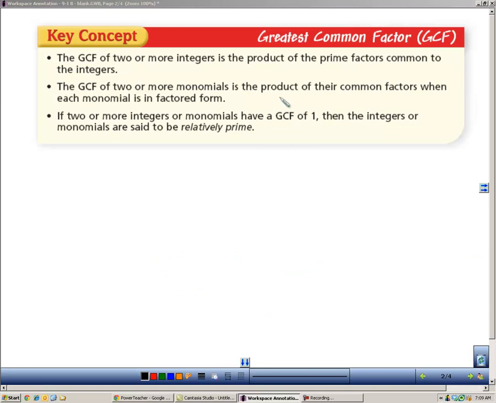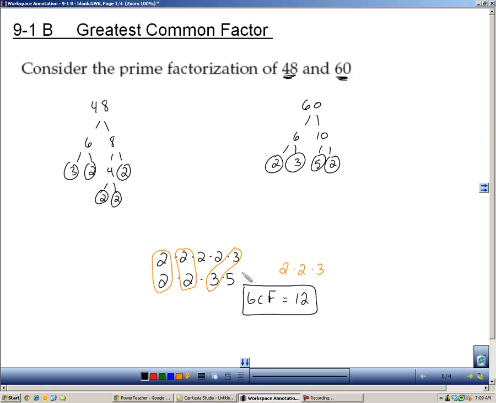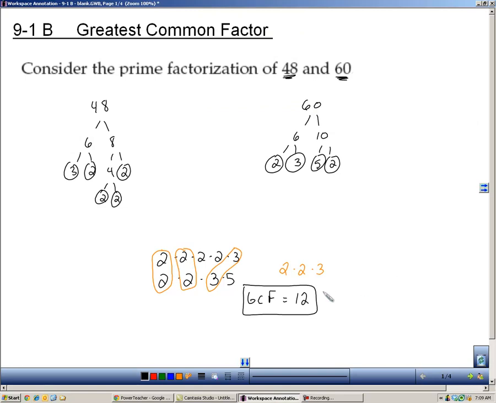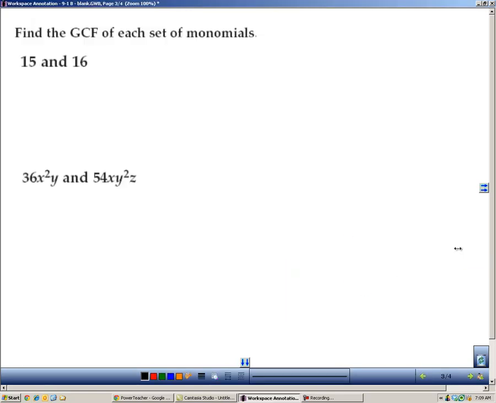Here's the way the greatest common factor is described. The GCF, or the greatest common factor of two or more integers, is the product of prime factors, and that's just what we did on the last screen. We took the product of prime factors that are common to the integers. So you want to list all the prime factors and find the ones that are common. Now, the other definition is the greatest common factor is the biggest number that goes into other numbers. That's how I like to think of GCF. And so in this example, the GCF of 48 and 60 was 12. So let's continue to look at some more examples.